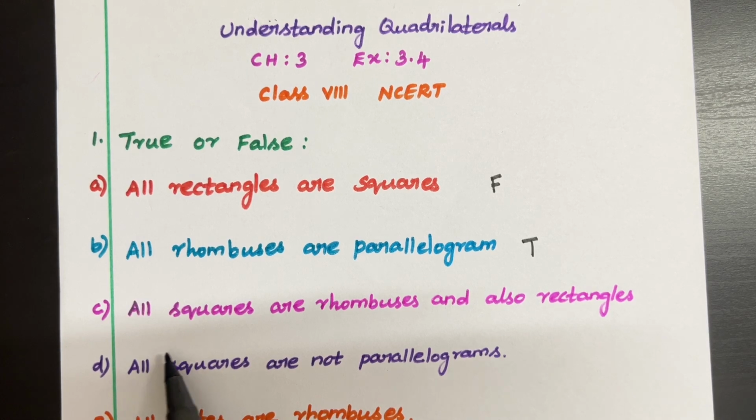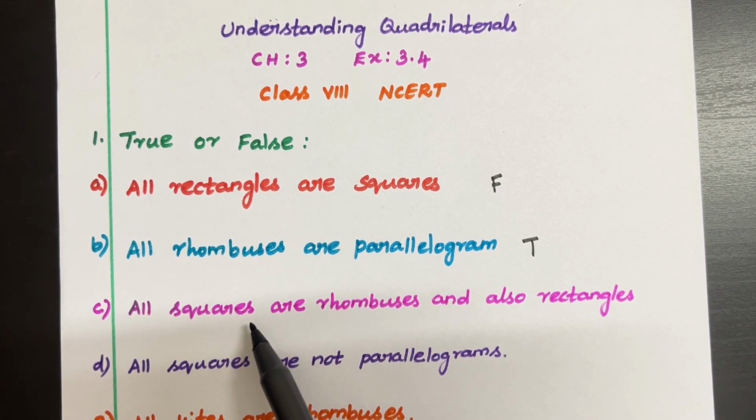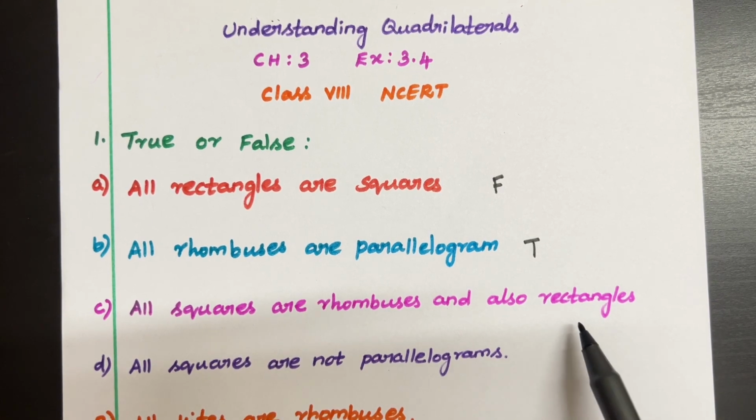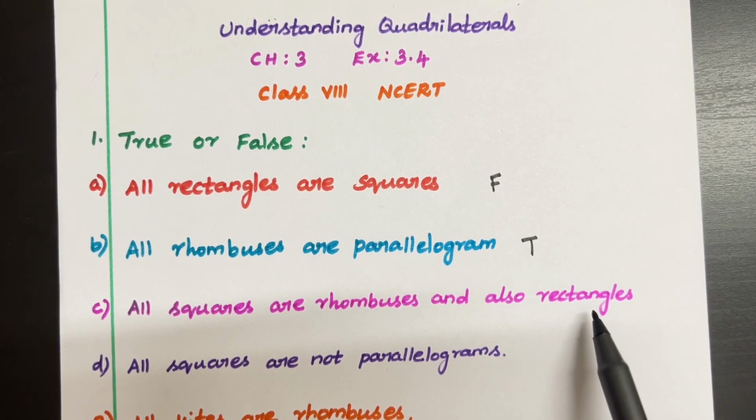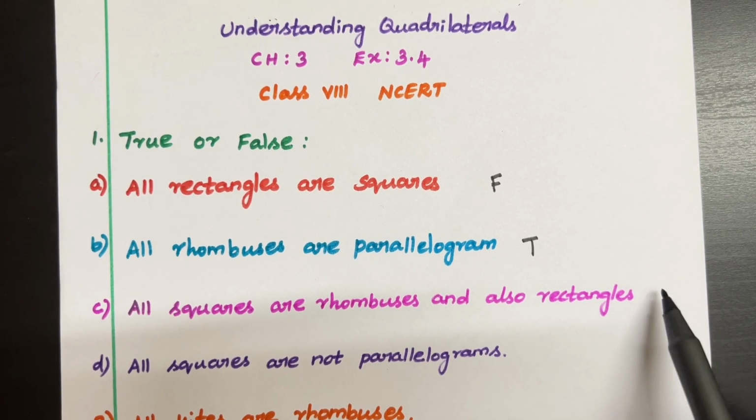Next, all squares are rhombuses and also rectangles. In squares, all the sides are equal like a rhombus. Also, opposite angles are equal. Similarly, in squares also, opposite sides are equal and all the angles are 90 degrees. So, this is true.